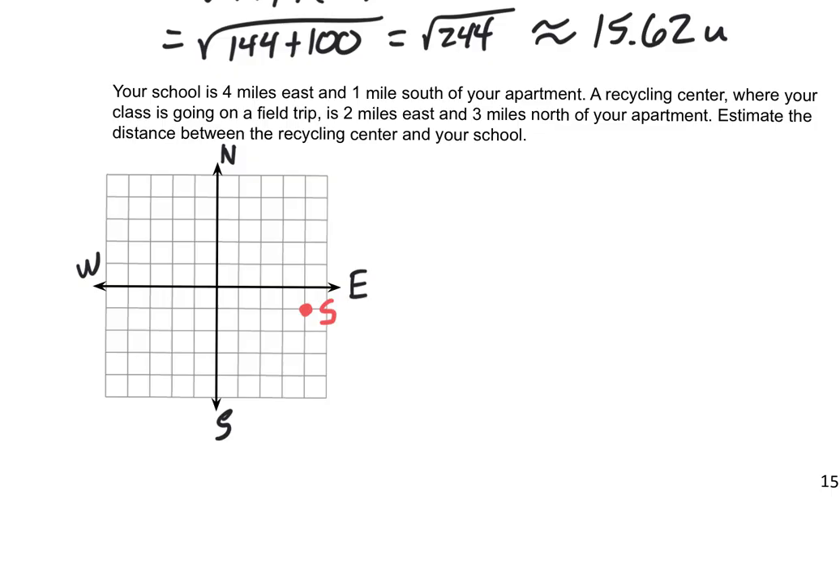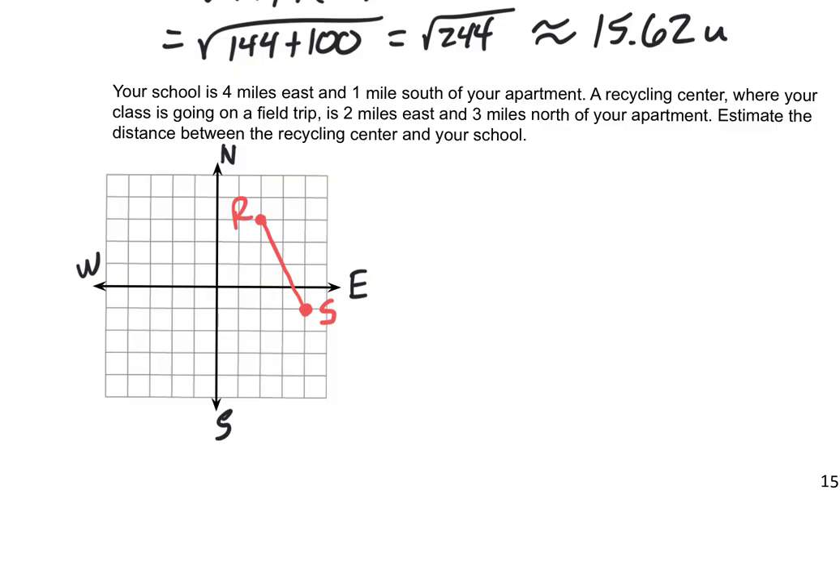There's also a recycling center where your class is going on a field trip. It's 2 miles east and 3 miles north of your apartment. Okay, not of the school, but of my apartment. So we're going to go 2 miles east, 3 miles north. So 2 to the east, 3 to the north, and that's the recycling center. Okay, I'm just going to use an R to label it, recycling.